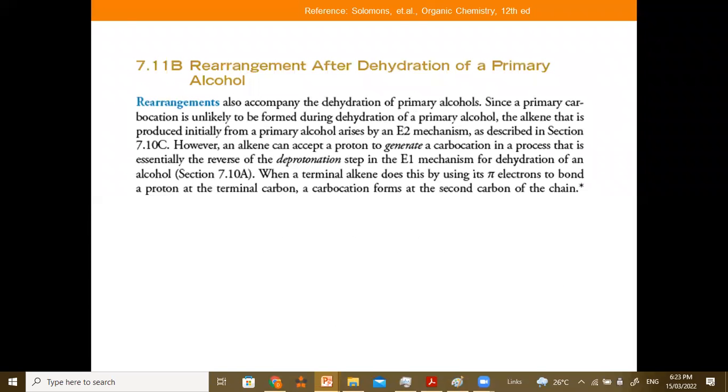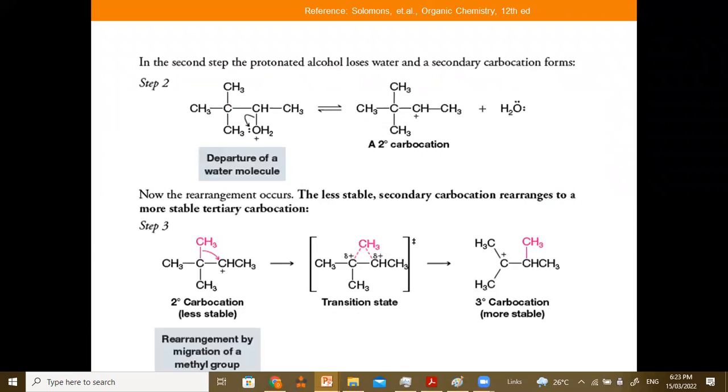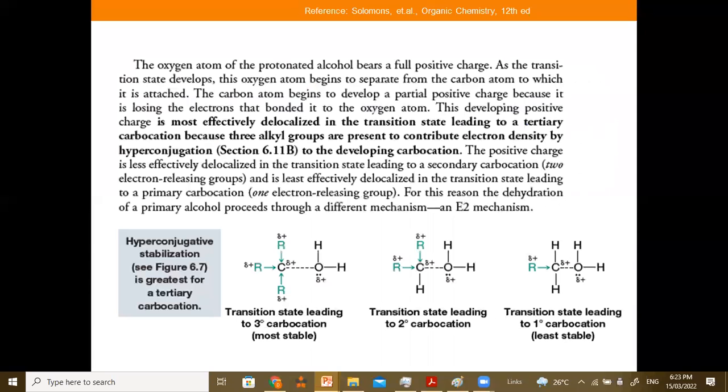I will emphasize that hyperconjugation stabilization is greatest for the tertiary carbocation. If you want to review hyperconjugation, you can go back to chapter 6, where we discussed hyperconjugation. I will also look at which chapter I discussed hyperconjugation in.